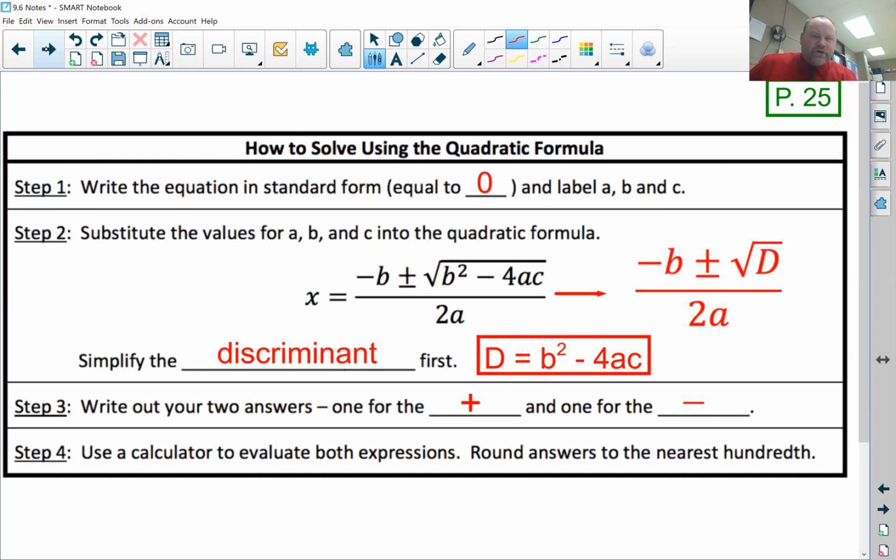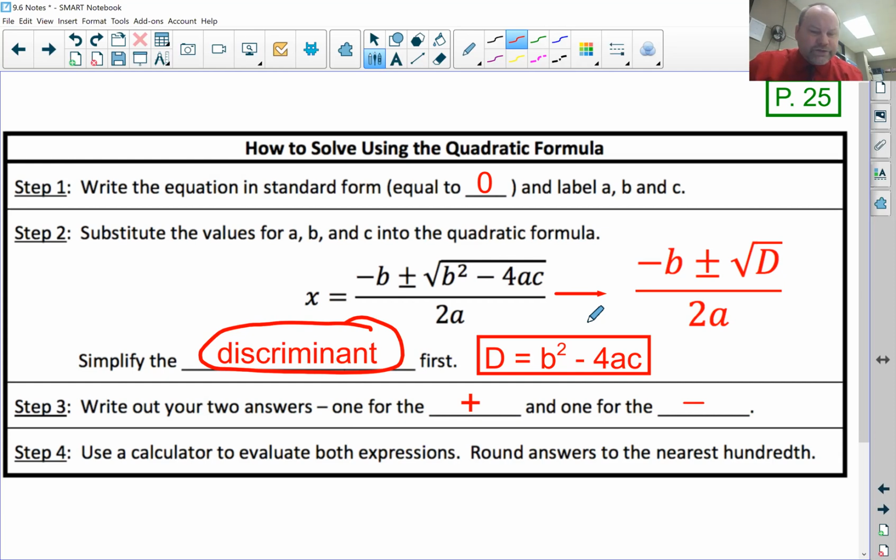So how to solve using the quadratic formula? Write the equation in standard form, so it's equal to 0, and label A, B, and C. So we've been doing that with the discriminant. It's kind of helpful to do that first. Substitute the values for A, B, and C into the quadratic formula. Simplify the discriminant first. So this is huge. I would find the discriminant first. And then whatever the discriminant, if it is greater than or equal to 0, then I can go to the quadratic formula. If it's negative, we can stop because we're not going to find any real solutions.